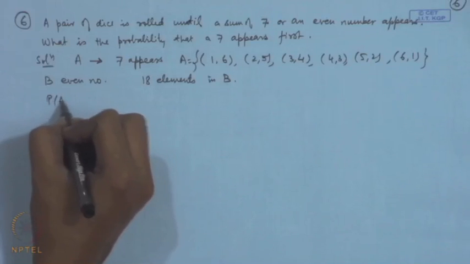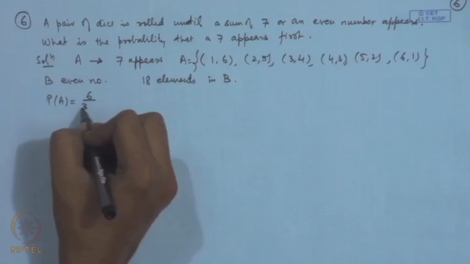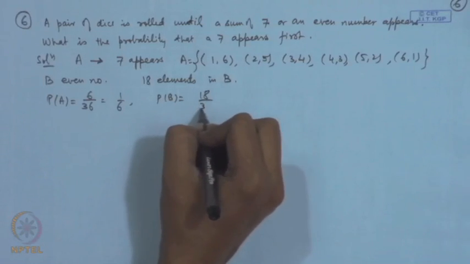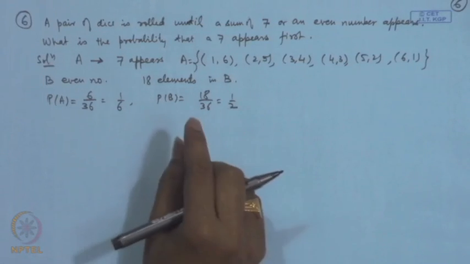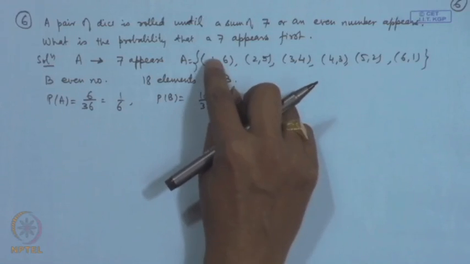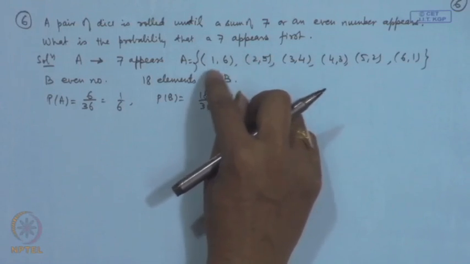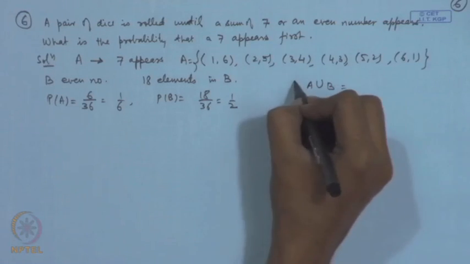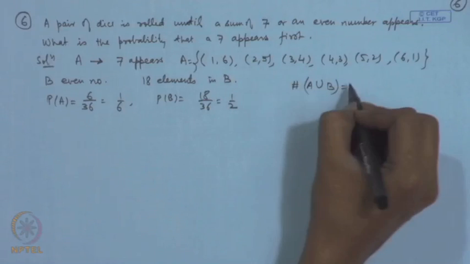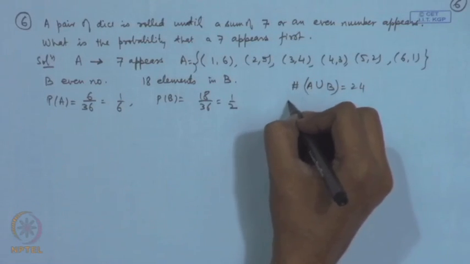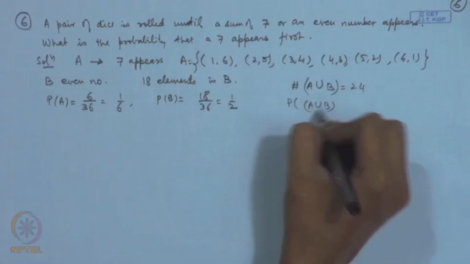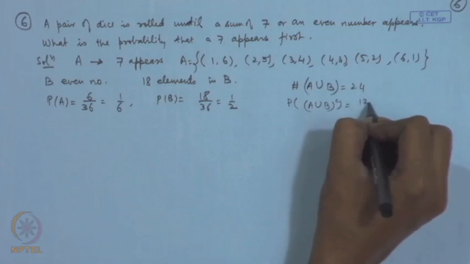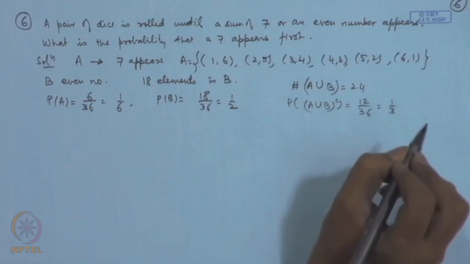So, probability of A will be equal to 6 by 36, that is 1 by 6, and probability of B will be equal to 18 by 36, that is half. Also you can see here that A and B are disjoint, and the number of elements in A union B will be 24. So, what is the probability of A union B complement? That will be equal to 12 by 36, that is 1 by 3.